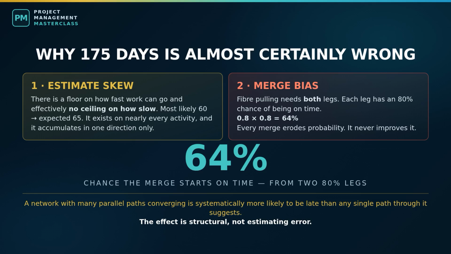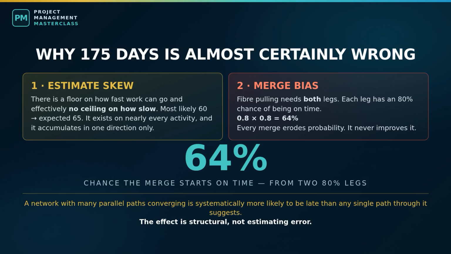Reason 2 is merge bias. Look at fiber pulling. It needs both legs complete, so it starts when the later one arrives. Suppose each leg independently has an 80% chance of finishing on time. What is the chance pulling starts on time? Not 80%. 0.8 times 0.8. 64%. Every merge point in your network erodes probability, and it only ever erodes it. The merge takes the worst of its inputs, never the best.